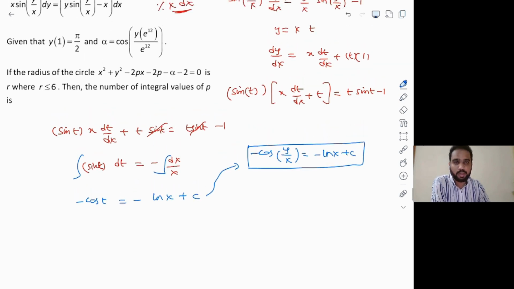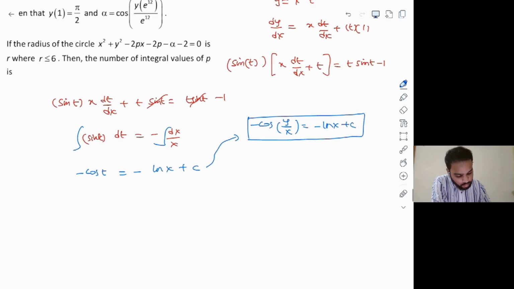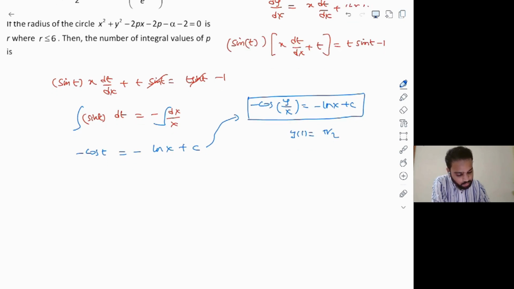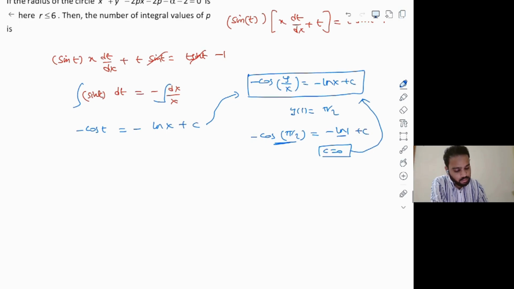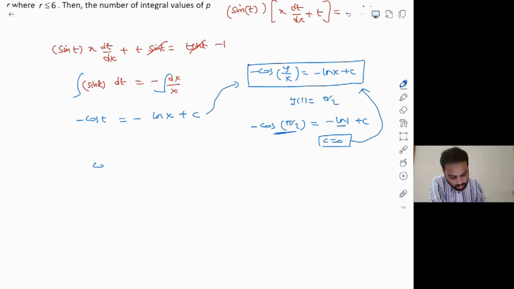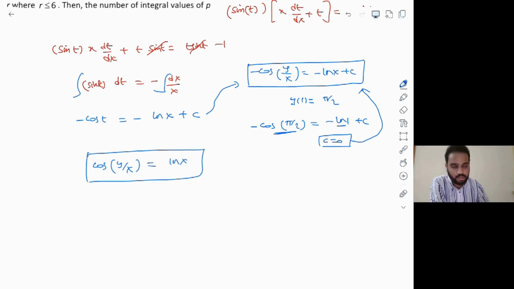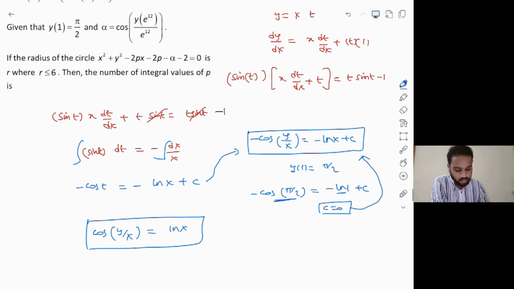But to find out the constant, obviously they have given you the condition that y of 1 is equal to pi/2, right? So which means y value is pi/2 and x value is 1. So this will be cos of pi/2 is equal to minus of ln 1 plus c. So cos of pi/2 is 0, ln 1 is also 0, which will give you c is equal to 0. If you put that back here, c is equal to 0 in the general solution. Minus gets cancelled on both sides, and what we get is cos of y/x is equal to ln of x. So this is the particular solution of this differential equation.